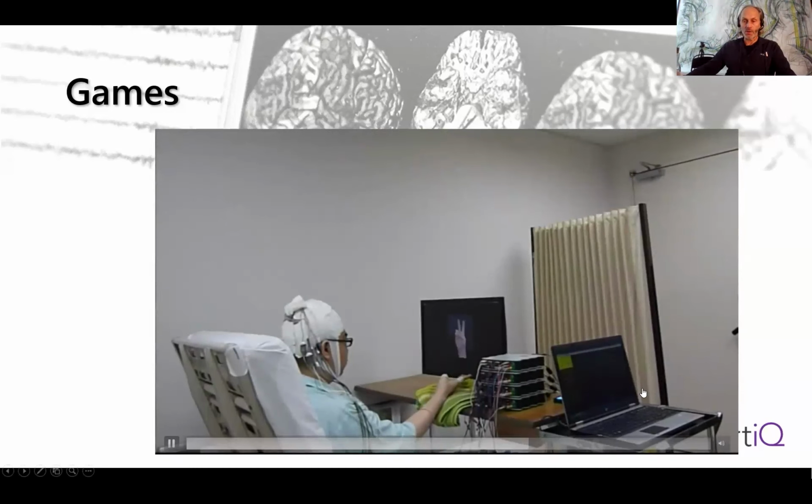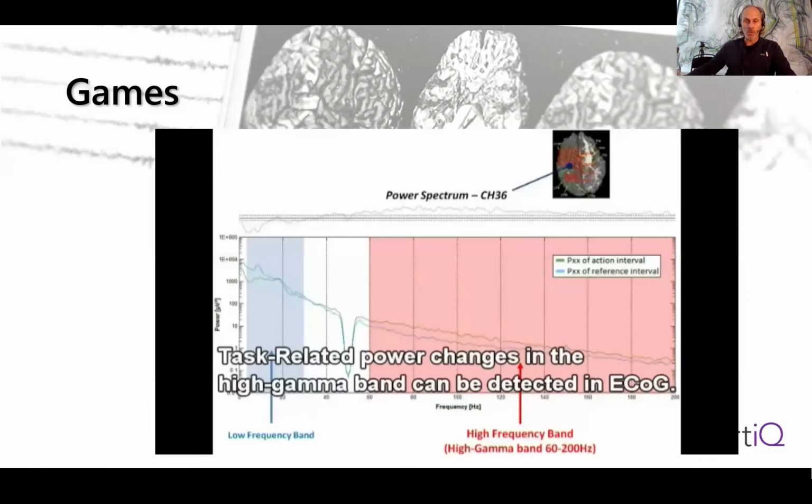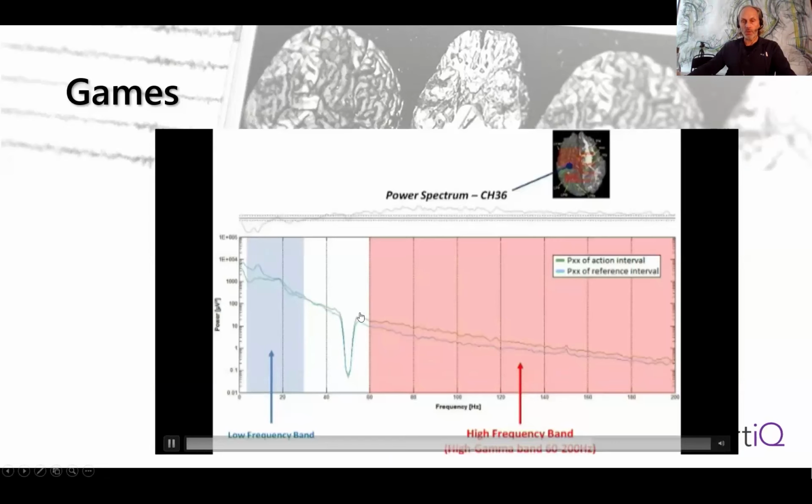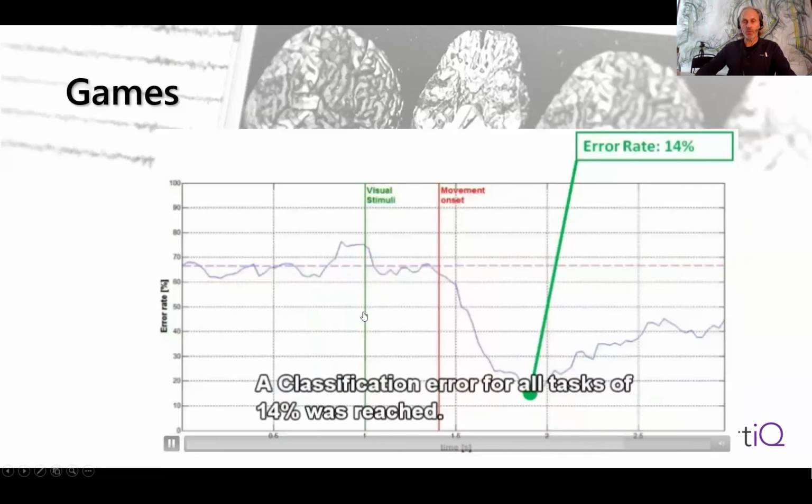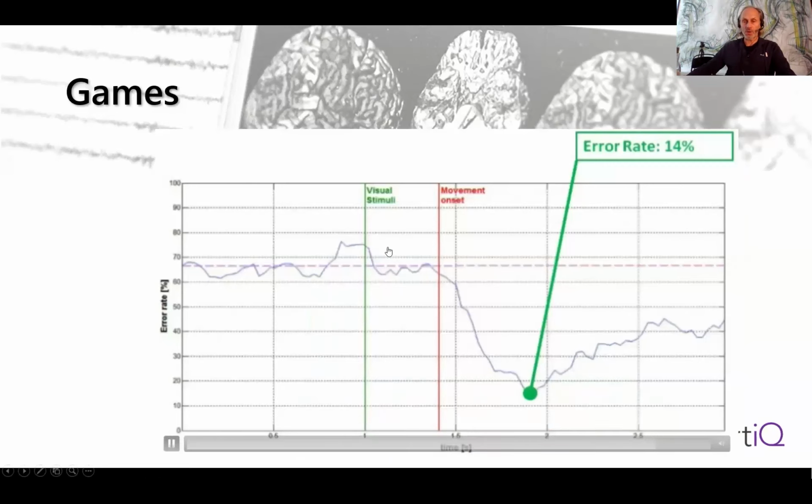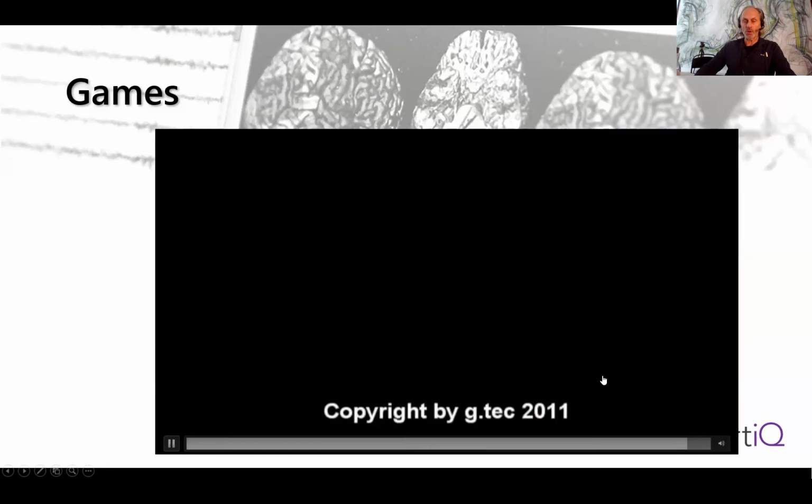On the right-hand side is the cortiQ system recording everything in MATLAB and Simulink. And then you can see here also the power spectrum while the person is at rest and while the person is doing hand movements. That's the classification accuracy. After the instruction, you can see how the error rate goes down. And then we are reaching a certain accuracy.